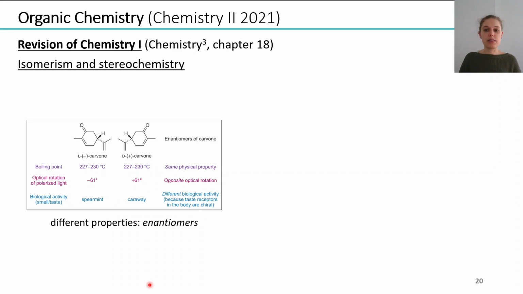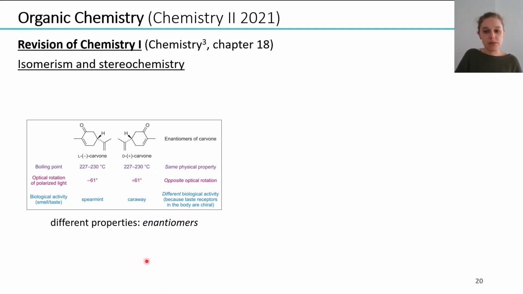But what is different is the interaction with polarized light. For example, if one shows the rotation of the polarized light with an angle of minus 61 degrees, you can see that the other enantiomer shows the rotation of the polarized light with an angle of plus 61 degrees. And this is the difference between the 2 enantiomers.